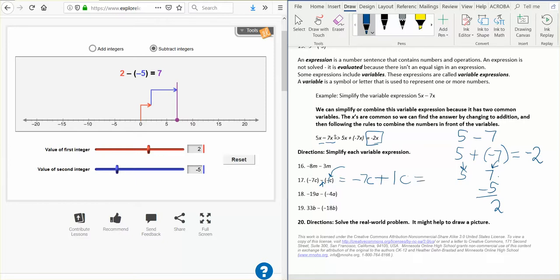Let's use our rules. Our rules say that if we want to add negative 7 plus 1, these are different signs, so I should subtract their absolute values. The absolute value of negative 7 is 7. The absolute value of 1 is 1, and I need to subtract their values. That's 6. And I take the sign of the one that had the bigger absolute value. The absolute value of negative 7 was greater, and that's a negative number, so my answer would be negative 6, and then don't forget to put the variable part back on it. So negative 6c.